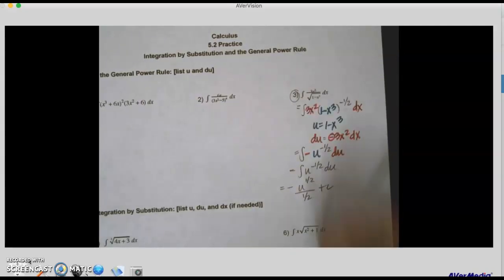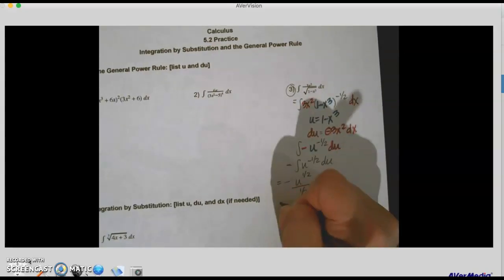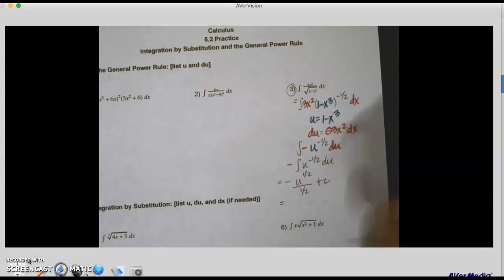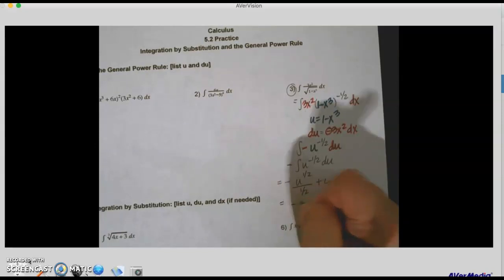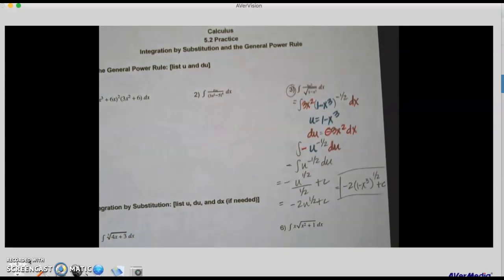Okay, so that's equals. I'm going to erase this equal sign here. That really equals there. And then we're going to be able to change the dividing by 1/2 to multiplying it by 2, so that becomes a negative 2u to the 1/2 plus c. And then our final substitution is to bring in that u in it, plus c. There you go. So your answer is going to be negative 2 times 1 minus x cubed all to the power of 1/2, and then plus c. So you'll be doing that for questions number 1 and 2.